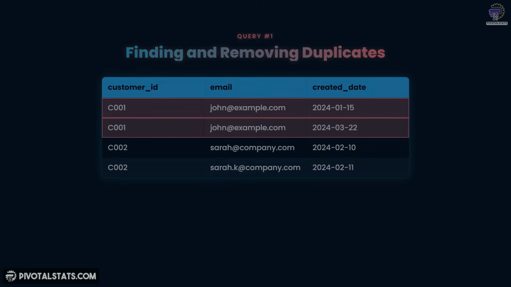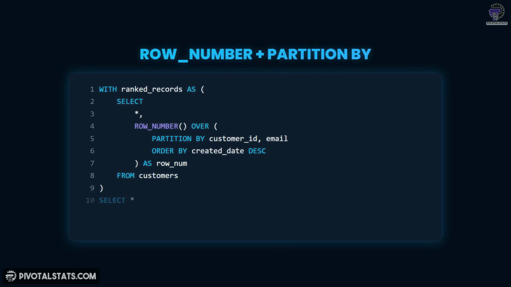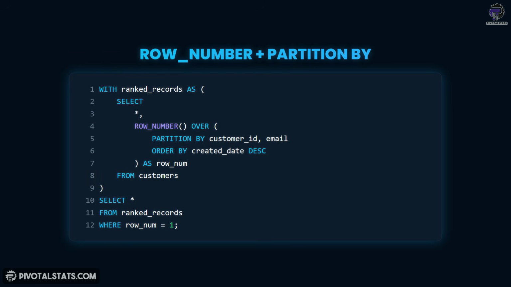The tool for this job is row number with partition by. Now let's break down what this query is doing. The CTE, the common table expression, at the top is a named subquery. We're calling it ranked records. Inside it, we select every column from customer table and we add one computed column, a row number.